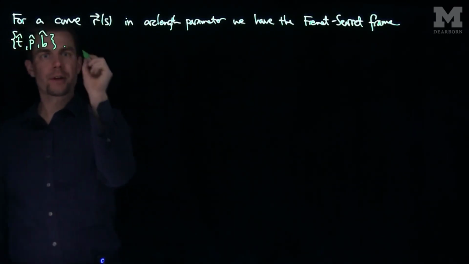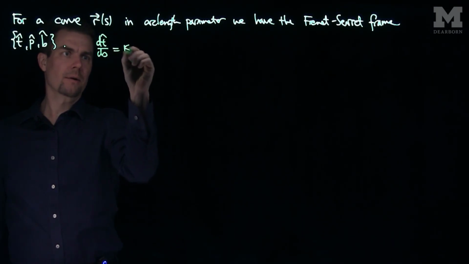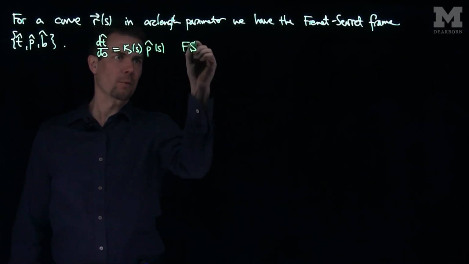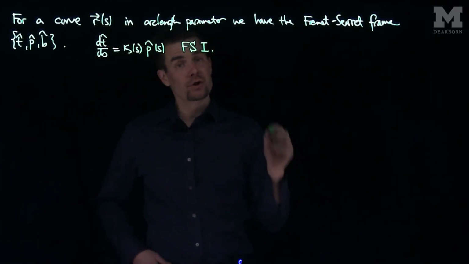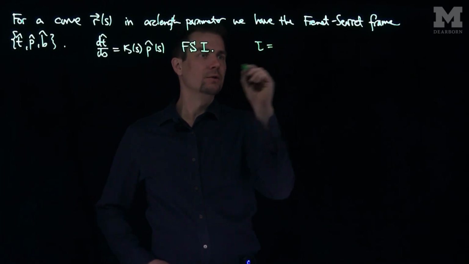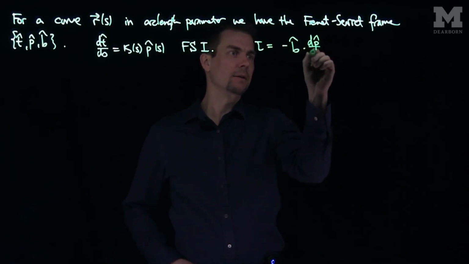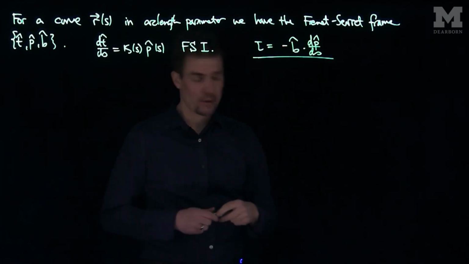And we already know the first Frenet-Serret equation, namely dt ds is the curvature times p hat of s. This is Frenet-Serret number 1. And we also know the definition of torsion. The definition of torsion is negative b hat dot dp ds. Let's use the definition of torsion to find out the third Frenet-Serret equation.